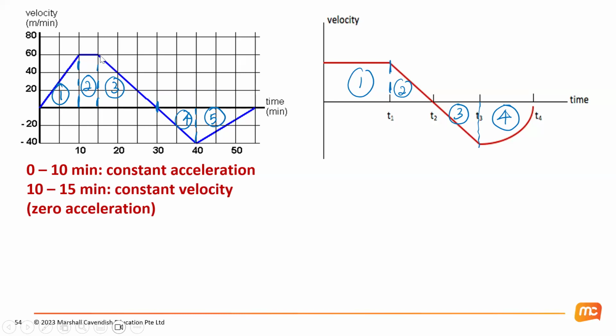Next, the third section will be from 15 to 30 minutes. I am again having a straight line, so I need to have the word constant, but now I'm no longer accelerating, I'm decelerating. So I'm having a constant deceleration.